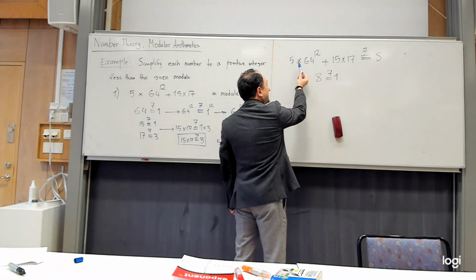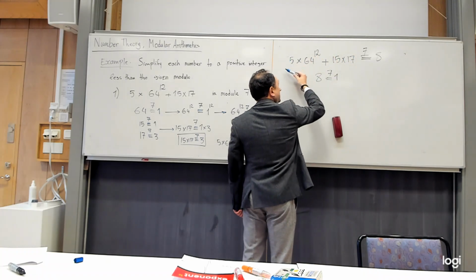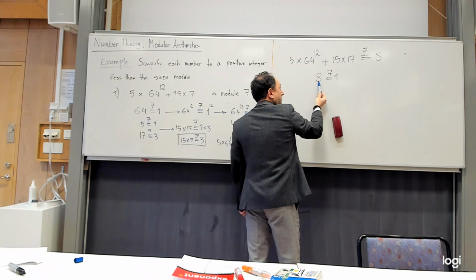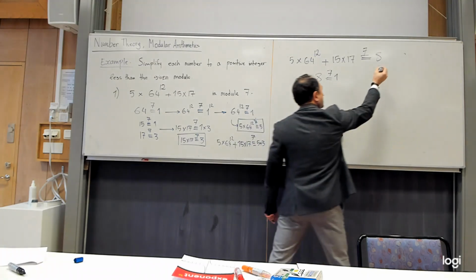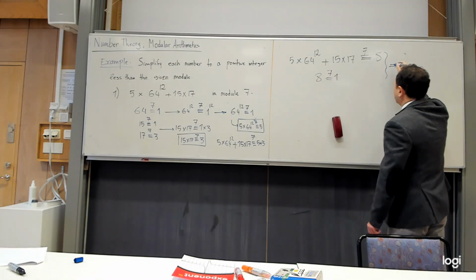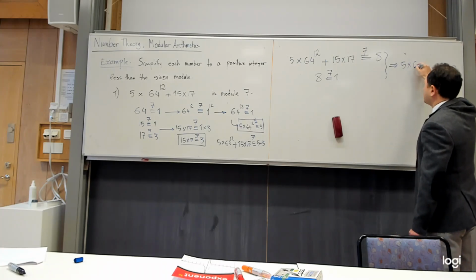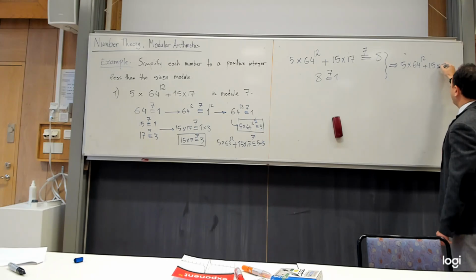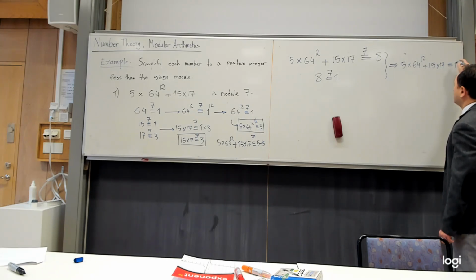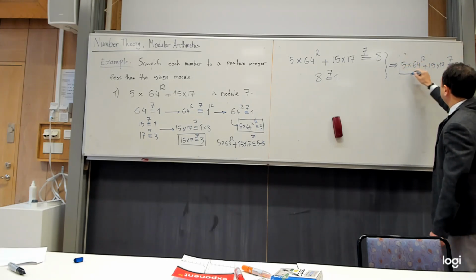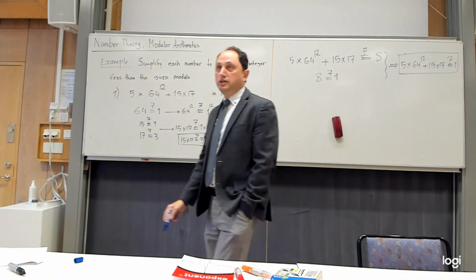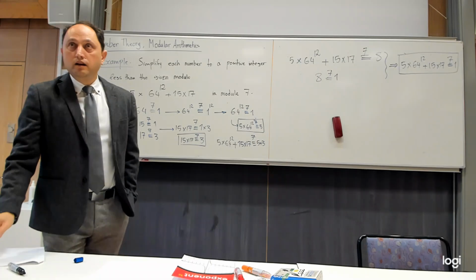And then I would say this number is congruent to this. This number itself is congruent to 1. So comparing them, what can I conclude? 5 times 64 to the power of 12 plus 15 times 17 is congruent to 1 module 7. So this is the simplified version of that. Yes?